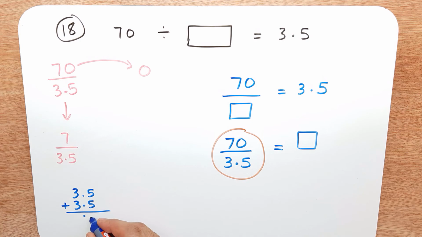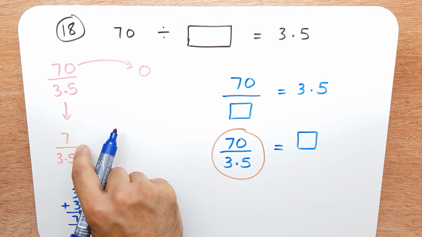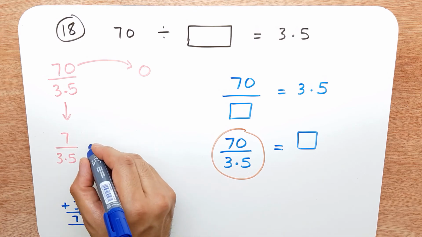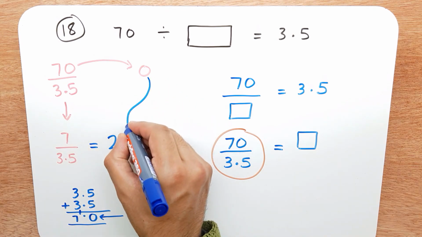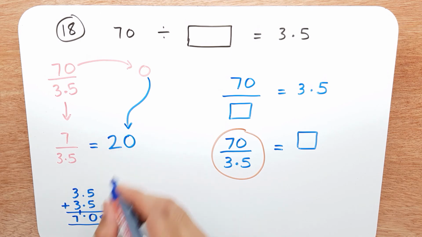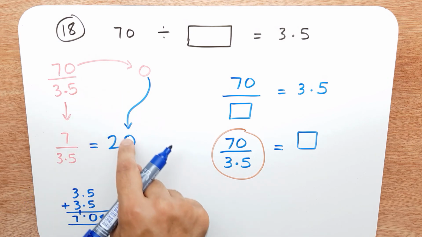5 add 5 is 10. Put a 0 there. Carry the 1 over. 3 add 3 is 6. Add the 1 we've carried over is 7. So that number there I can write as 7. So I know there's 2 lots of 3.5 in 7. So 7 shared by 3.5 equals 2. Now all I do is bring this 0 back and my answer becomes 20. So 70 shared by 3.5 is 20.